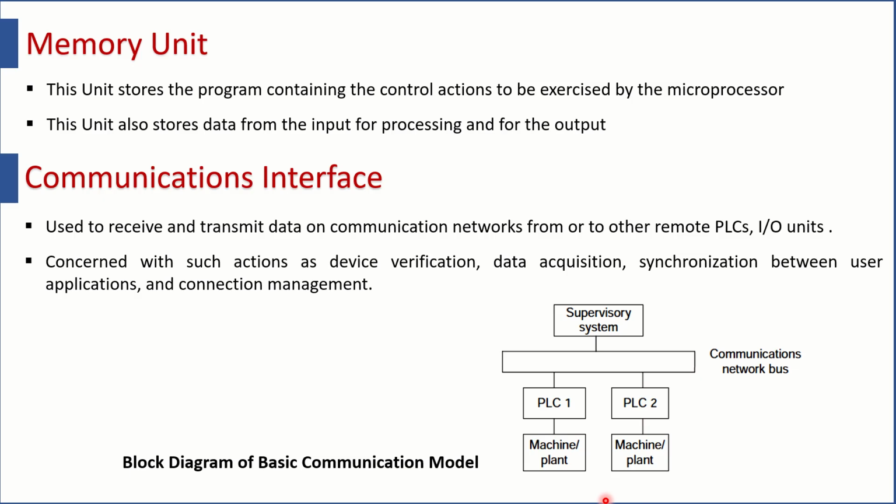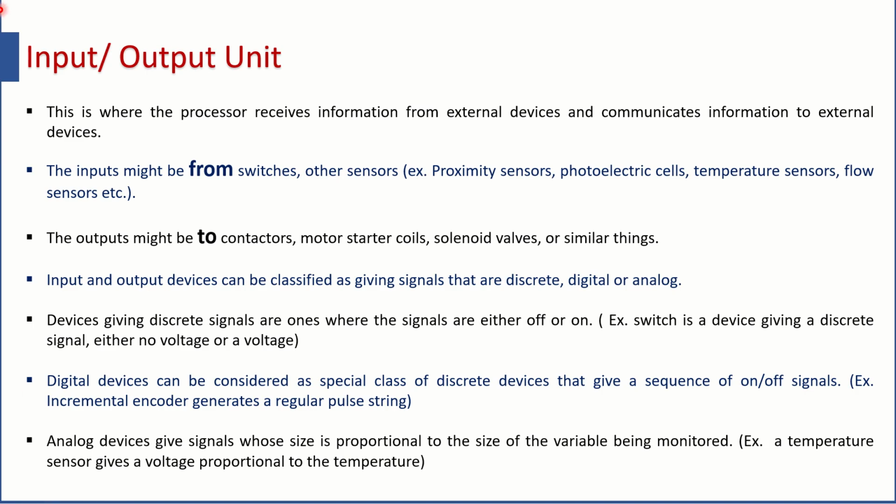The communication is a far more complex thing that you need to understand. Now comes the input output unit. The input output unit is the most important unit on which we will concentrate a lot, because this is where the processor receives information from external devices and communicates information to external devices.